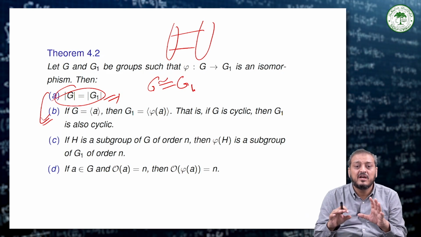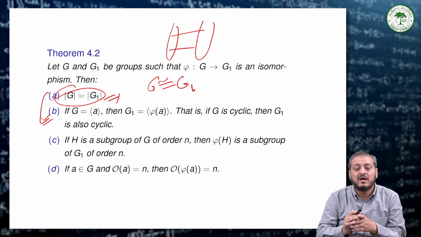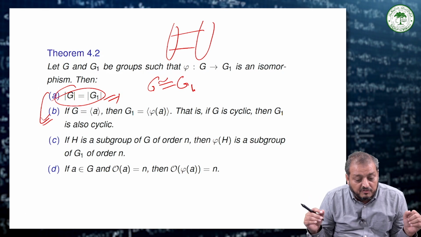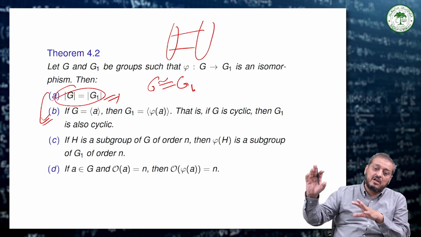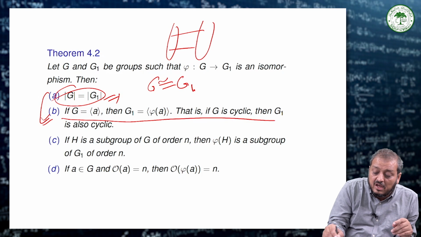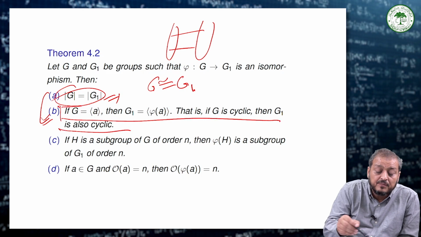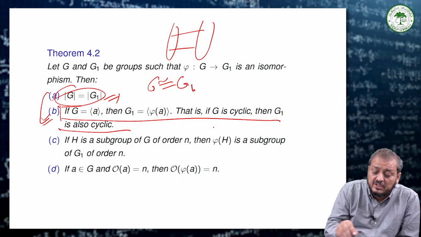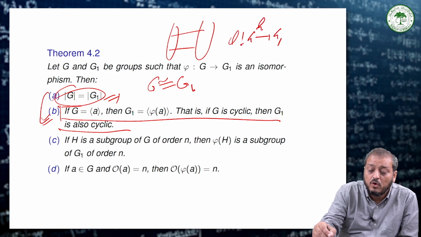So clearly the groups G and G1 are identical by the isomorphism. By the definition of bijectiveness, the number of elements in G and in G1 are the same. The second result is true because, if you remember the beginning of the previous lecture, we showed that if G is cyclic, then G1 is also cyclic if phi from G to G1 is only a homomorphism.